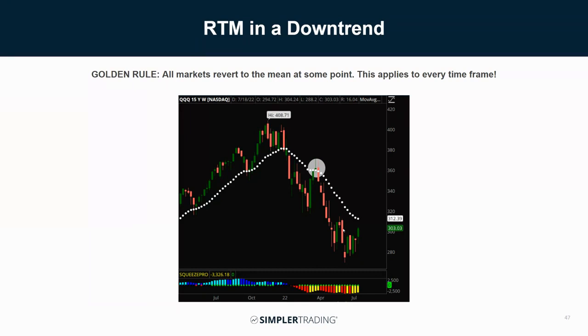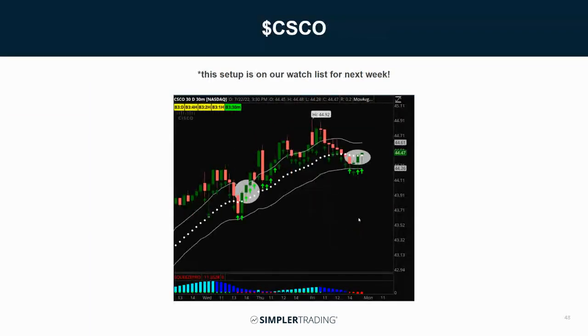And at the moment, guys, I do think there's the potential. The Qs and the S&Ps might be gearing up for a little bit more upside to finally go back home. It's been a while since we went home here on the weekly chart. That doesn't mean the downtrend's over, but all stocks, all markets, and every time frame revert back to the mean.